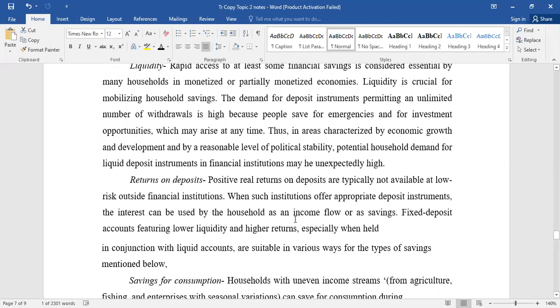Positive real returns on deposits are typically not available at low risk. In finance, we say high risk, high returns, and vice versa. So if you are the kind of person who deposited less, you can only expect less returns. So this will hinder, of course, the cash inflow to the households, and ultimately the accounts that are featuring outside there in the banks, or where their savings are, will not be attractive to them.